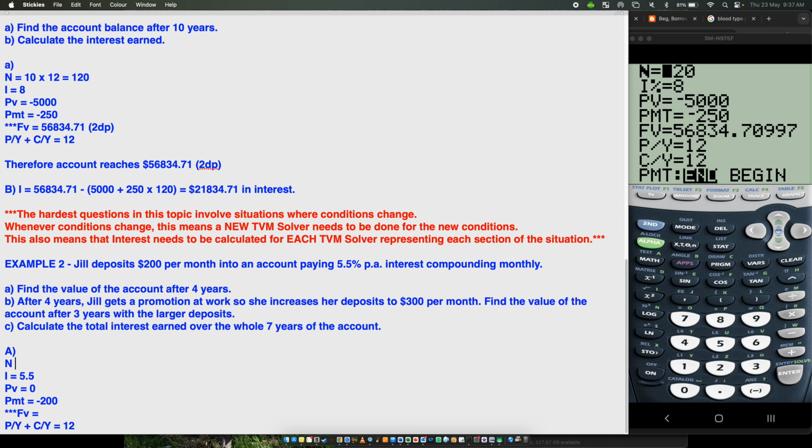Find the value of the account after 4 years. So 4 times by 12 is going to be 48. So chuck that into the calculator. 48, 5.5, nothing, negative 200. So that tells me she's going to have $10,710.57 to 2 decimal points after 4 years.